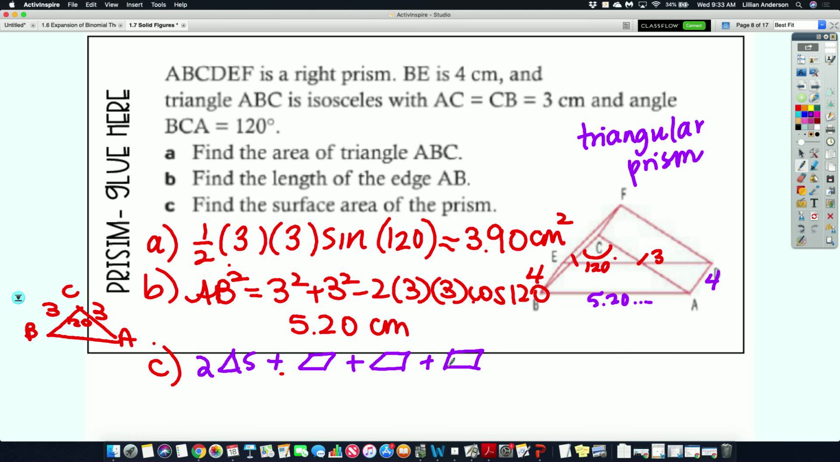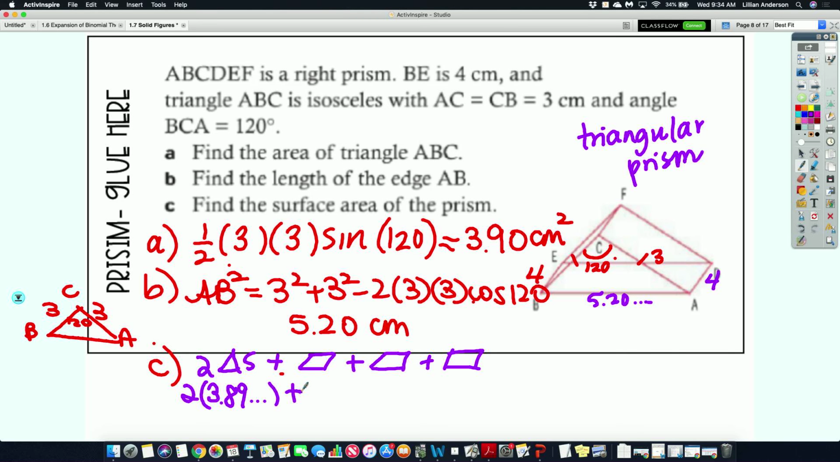So I need to multiply my area of the triangle by 2, which was that 3.90 number. Am I going to use that rounded answer? I'm definitely not. I'm going to use that non-rounded answer that should still be in my calculator.